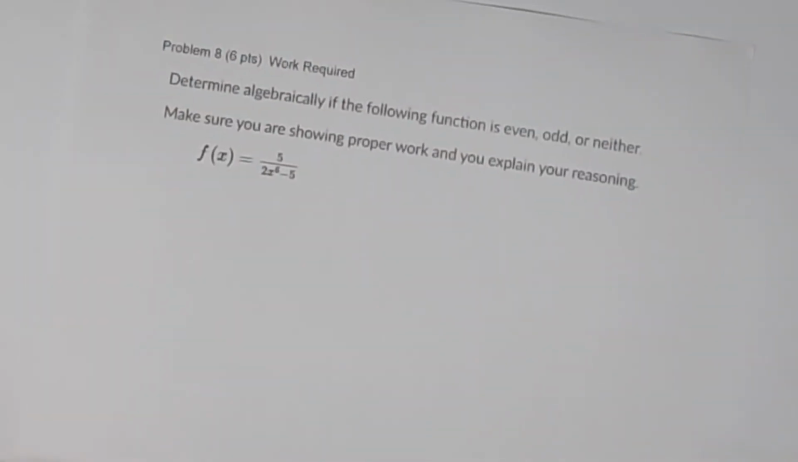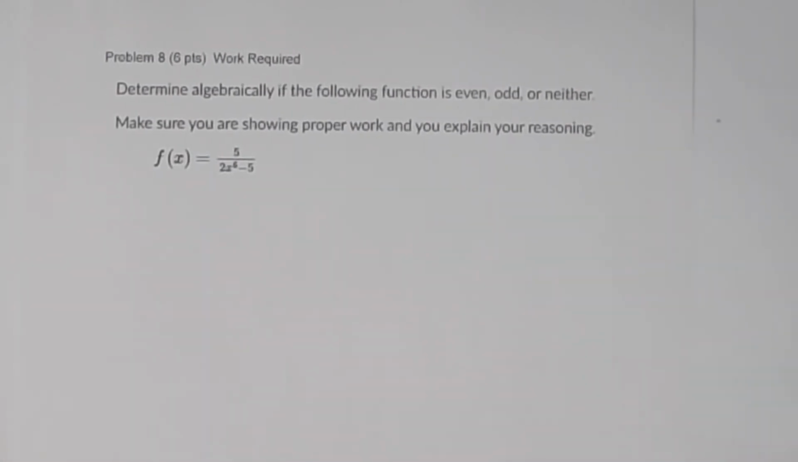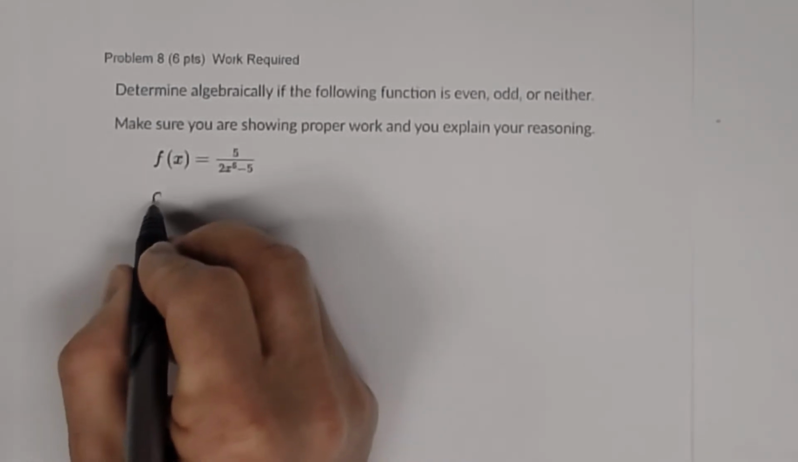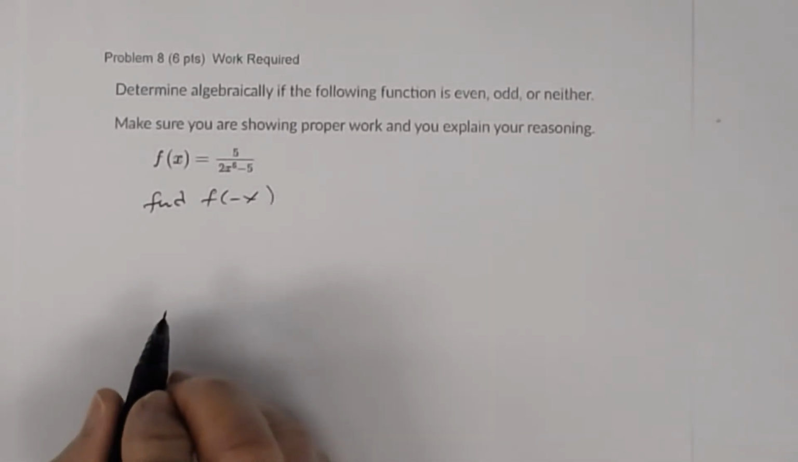Okay, let's look at number 8. So in number 8, you want to determine algebraically if this function is even, odd, or neither. And it says make sure you are showing proper work and you explain your reasoning. So remember, when determining if a function is even, odd, or neither, you're going to first of all find f of negative x. That's what you have to find first.